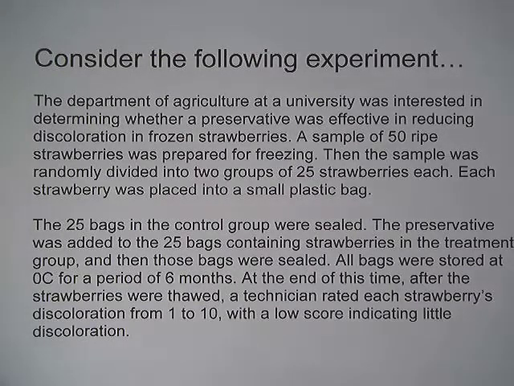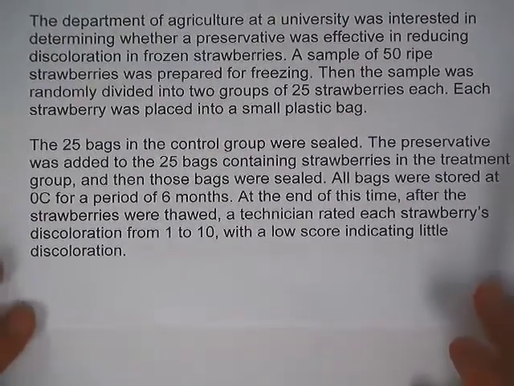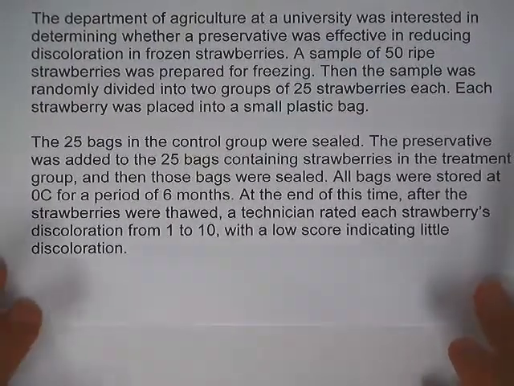At the end of this time, after the strawberries were thawed, a technician rated the strawberries' discoloration from 1 to 10, with a low score indicating little discoloration. So if we first of all think about what was the control group and what was the experimental group, that'll help us determine why they were used. So let's start with the control group.